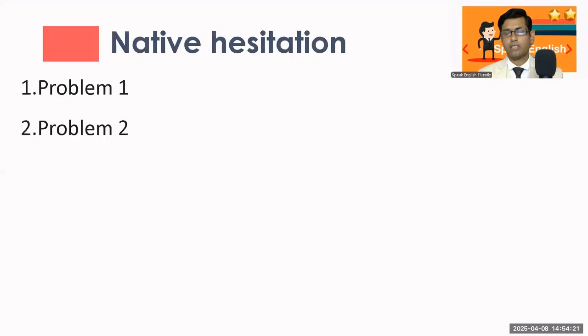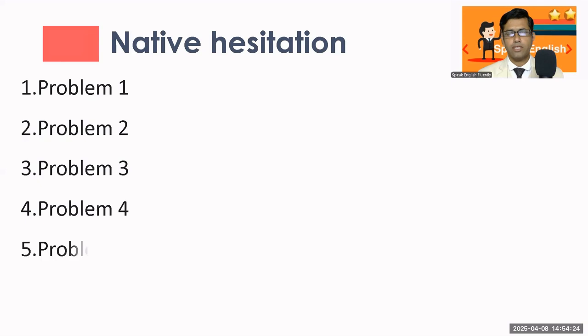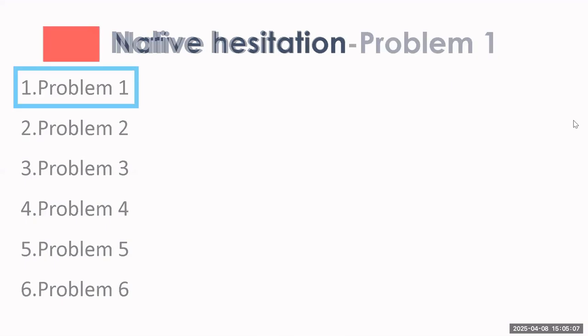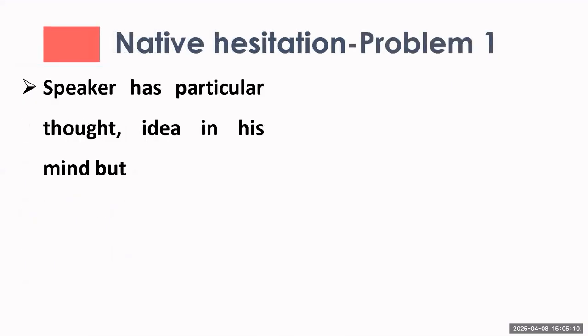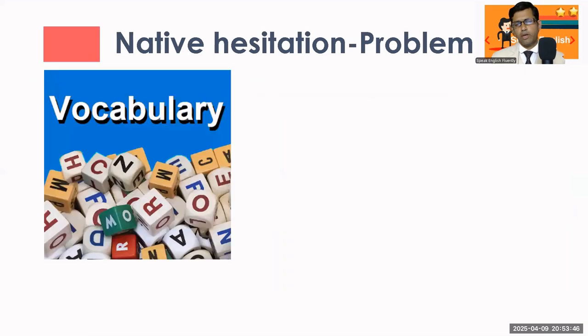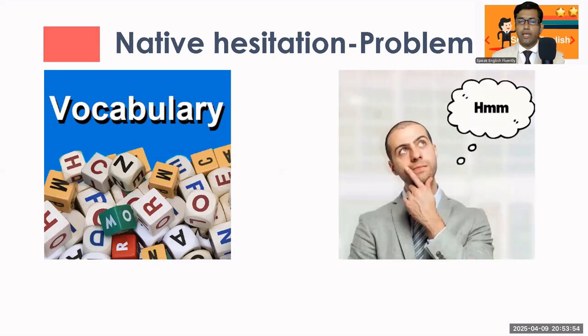Native hesitation is caused by 6 problems. For the sake of understanding, let's check problem number 1, causing native hesitation. The speaker has a particular thought, idea, or feeling in his mind, but the right word or phrase to express the thought, idea, or feeling may not occur to him readily. So, guys, how many people face this problem? I know many people face such a problem every now and then. Such situations may occur even if you have a good vocabulary. And what's more, as we have seen, such type of situation is also faced by the native English speakers.